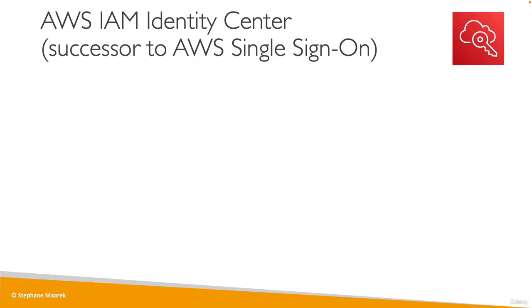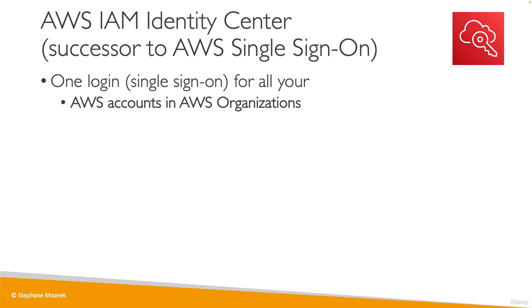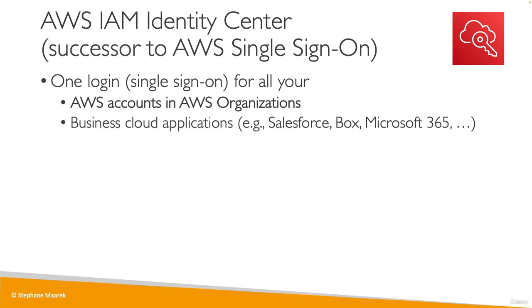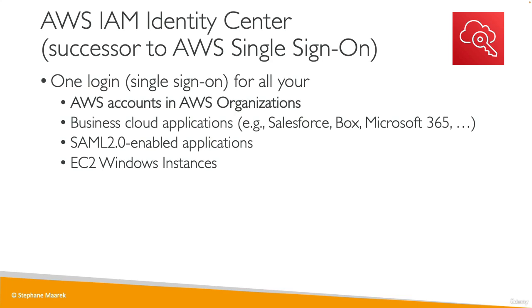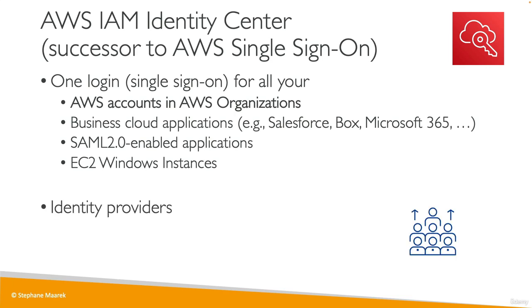So now let's talk about the AWS IAM Identity Center, which is a successor to the service called the AWS Single Sign-On. So if you see one or the other at the exam, just know that the feature is to give you a single sign-on, so one login for all your AWS accounts in your organization, which is mostly what the exam is testing you on. But also you're going to have one login across business cloud applications, SAML 2.0 enabled applications, and your EC2 Windows instances. So the user logs in and has access to everything you define for that user to have access to.